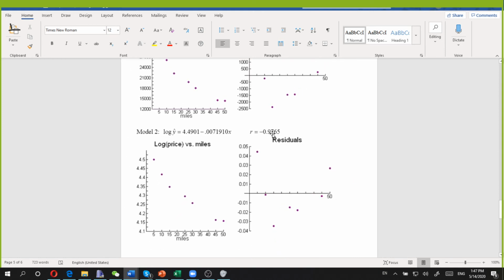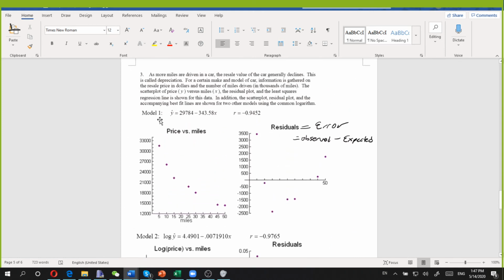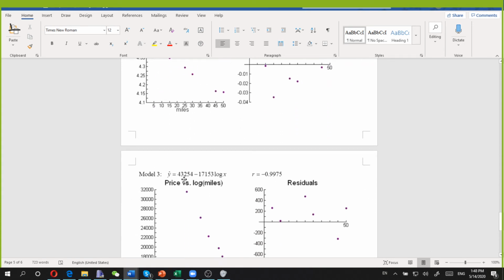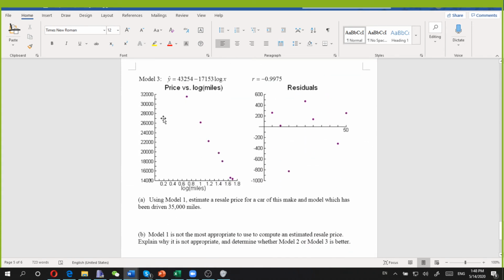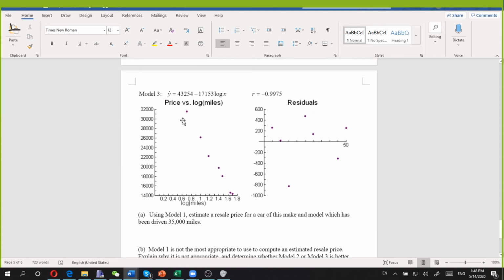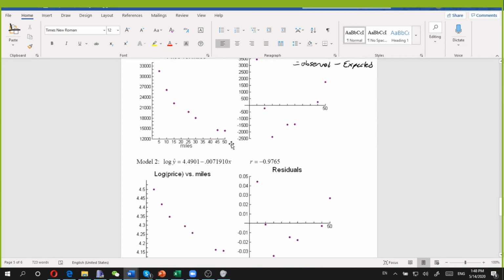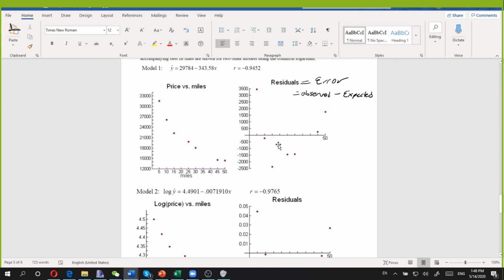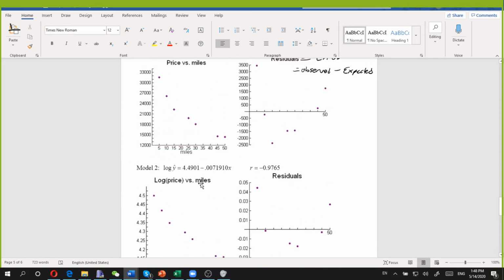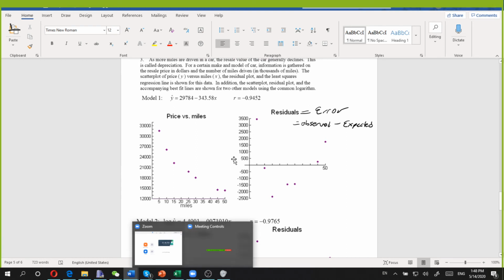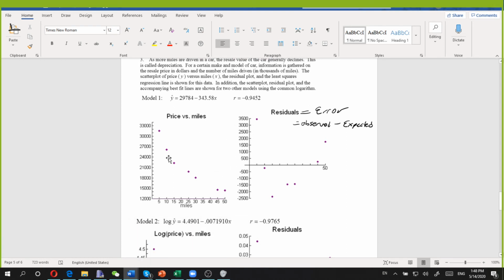So if I do this, I'm going to zoom out a bit. I've got several different models: linear, exponential, and logarithmic. Okay, so I've got linear, exponential, and logarithmic models of our price versus miles here, data for a certain make and model of car. So how many miles have you driven the car, and then what's the value of the car?